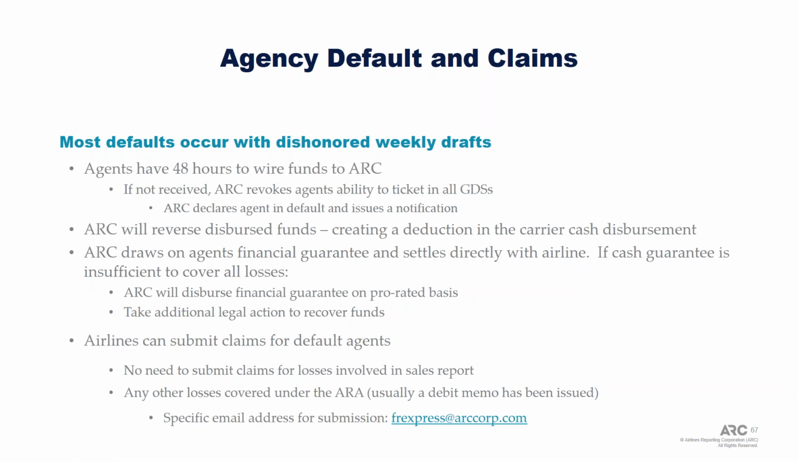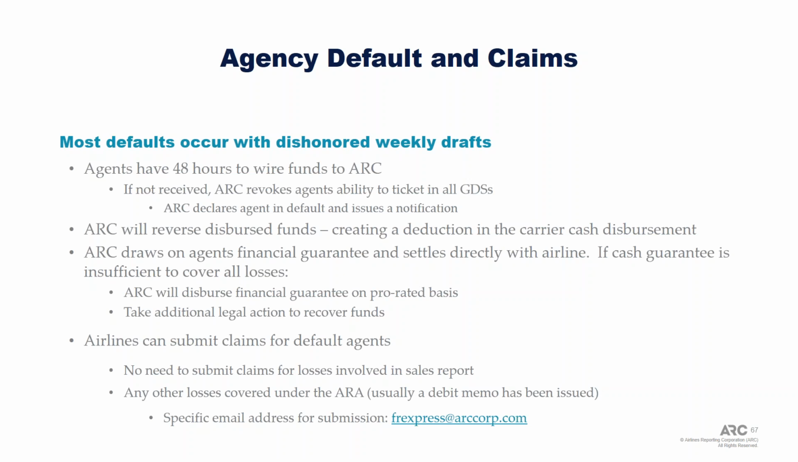And we will reverse the dispersed funds, creating a deduction in the carrier's cash disbursement. ARC will draw on the agent's financial guarantee and settle directly with the airline. If the cash guarantee is insufficient to cover the losses, ARC will disperse the financial guarantee on a prorated basis, and then look at taking additional legal action to recover funds.